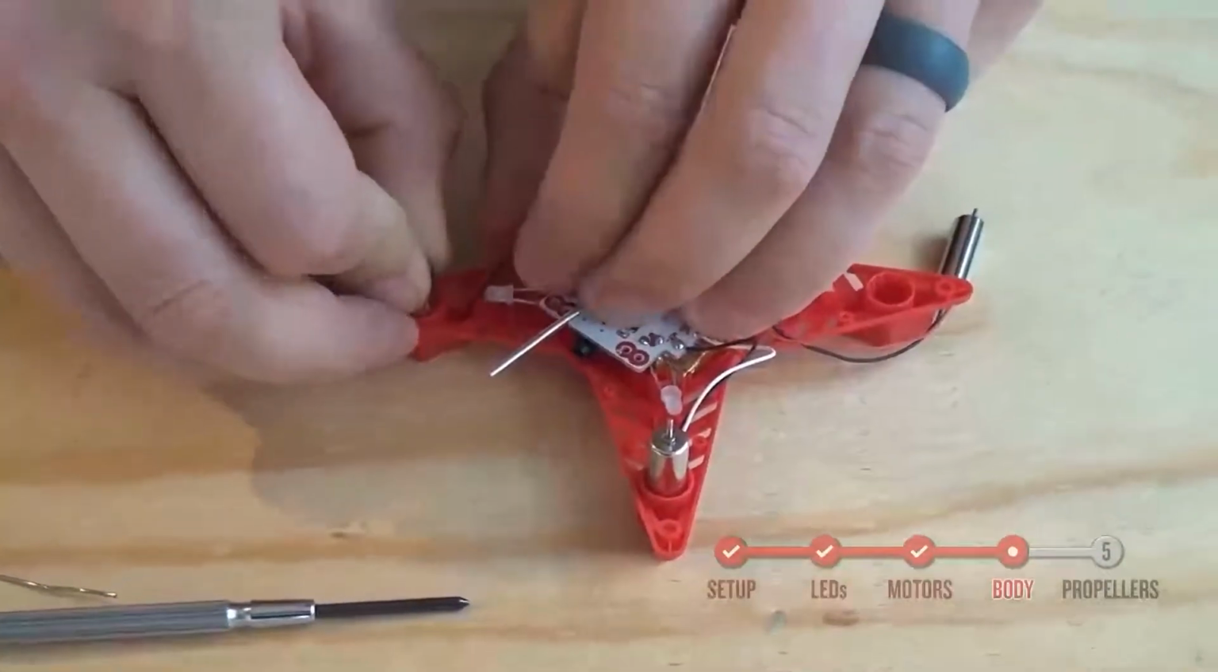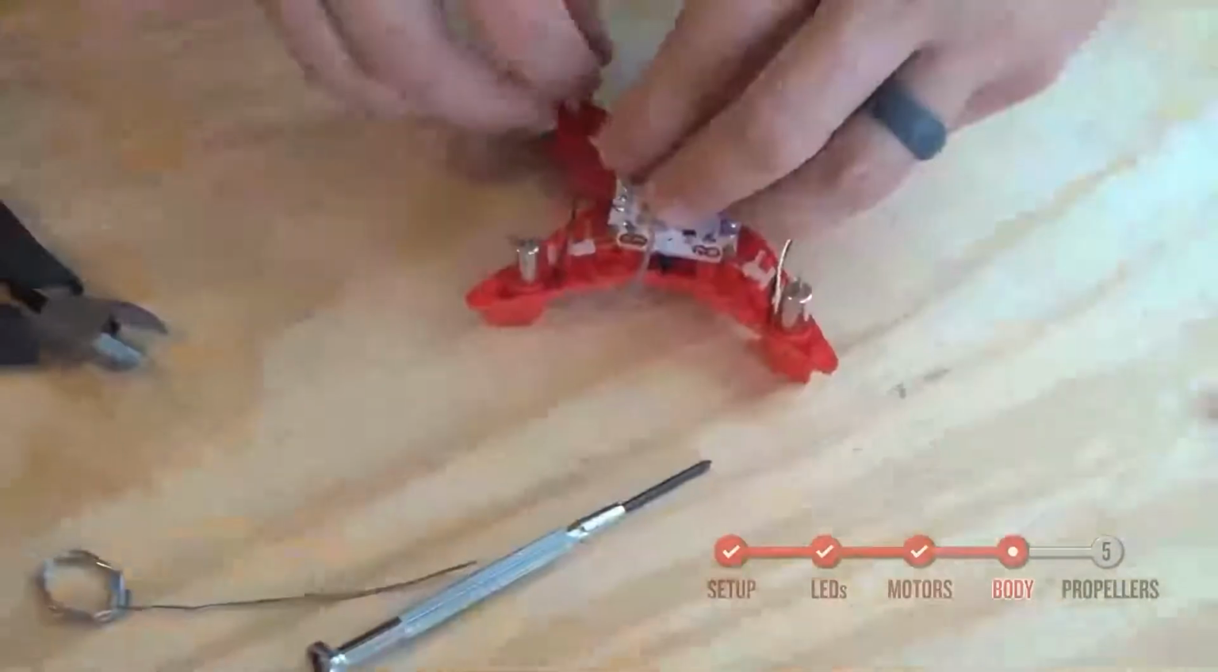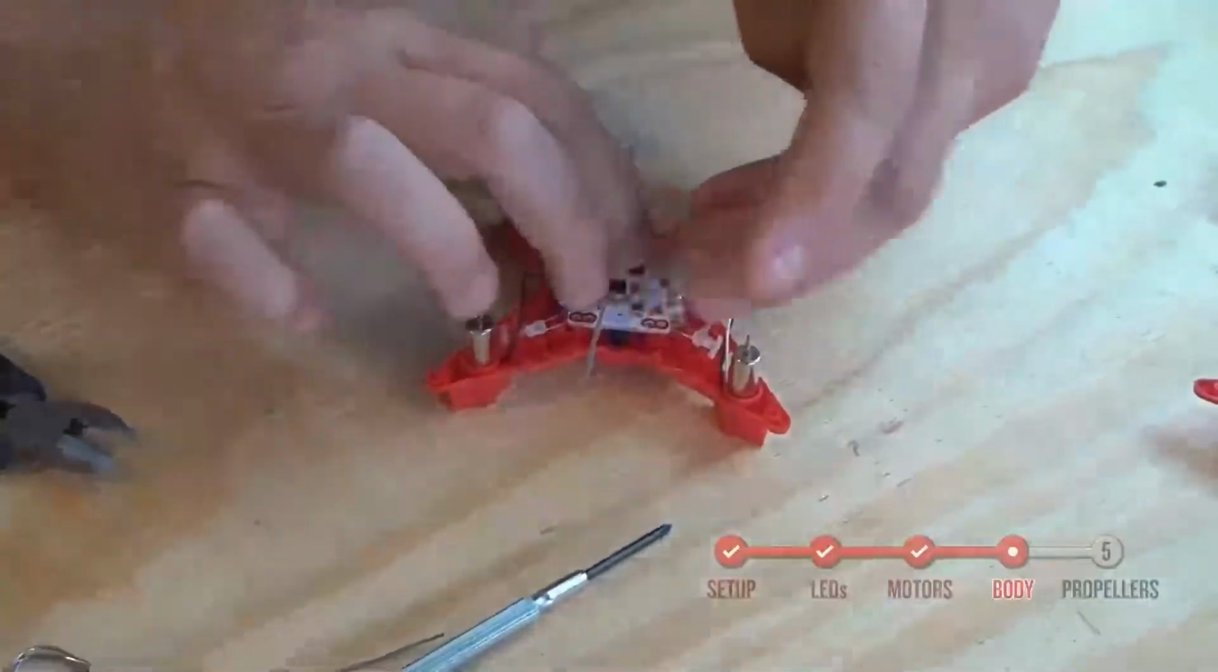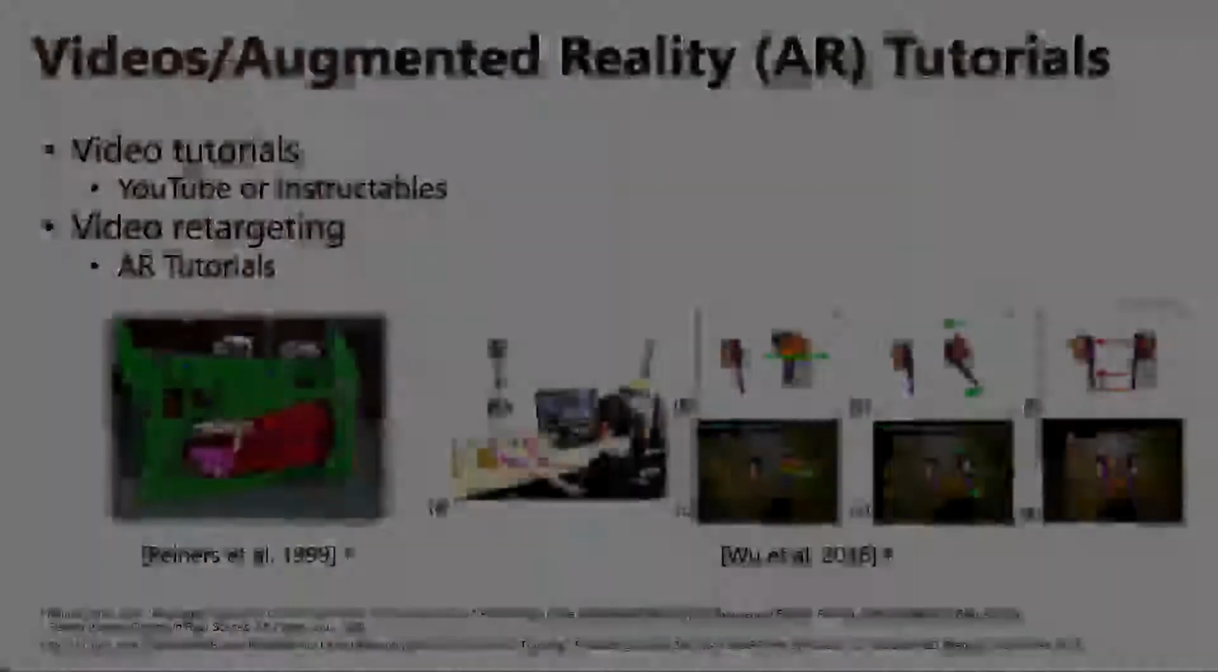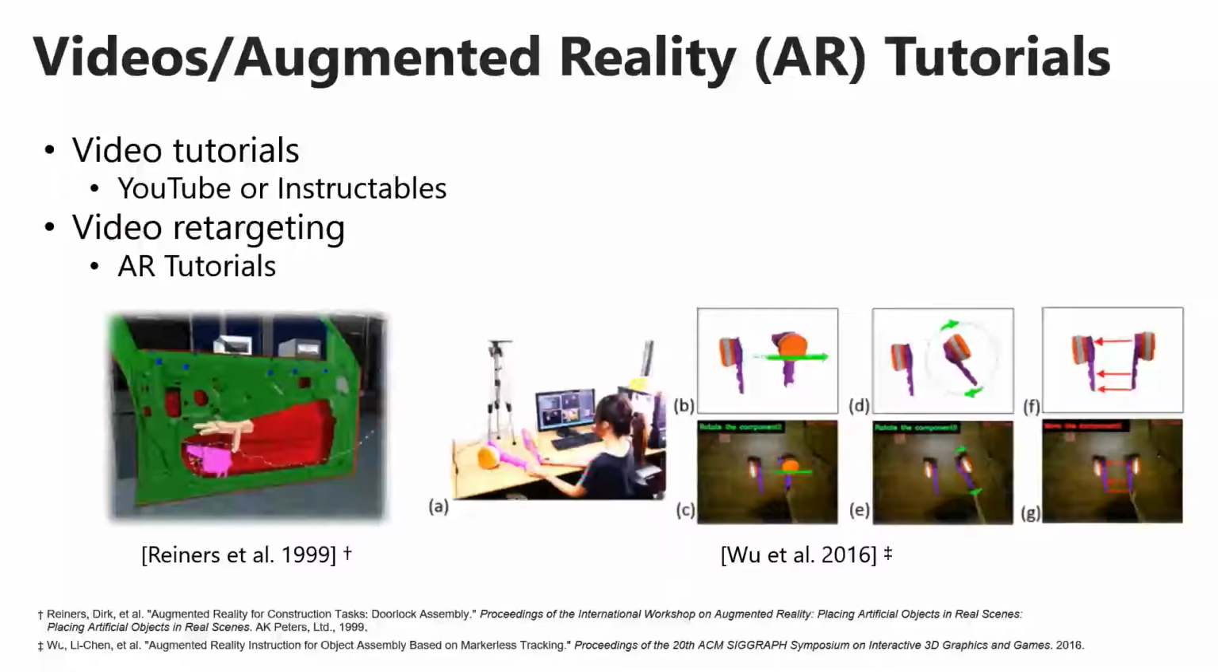However, following video tutorials may be challenging when the user's current viewpoint is not aligned with the one in the video. YouTube and Instructables provide information on how to build or maintain complex objects. Video-based tutorials have been proposed for augmented reality tutorials that display 2D videos overlaid over the AR view to communicate human motion, general task workflows related to real-world objects, or assembly instructions.